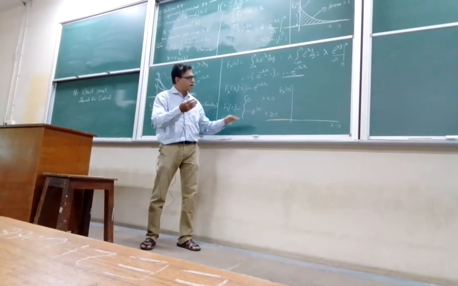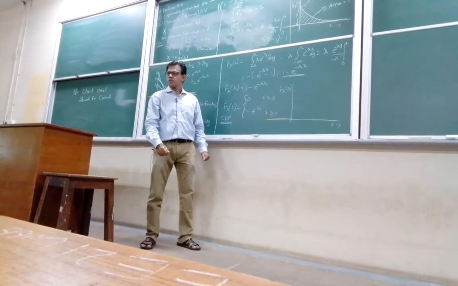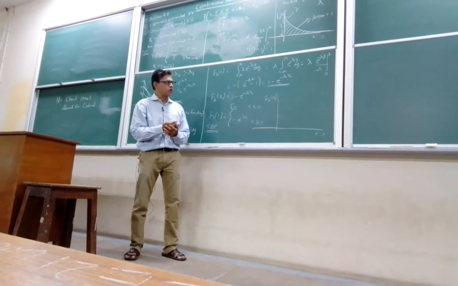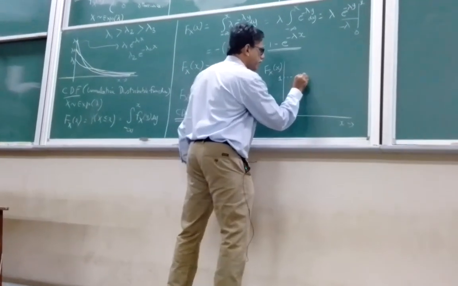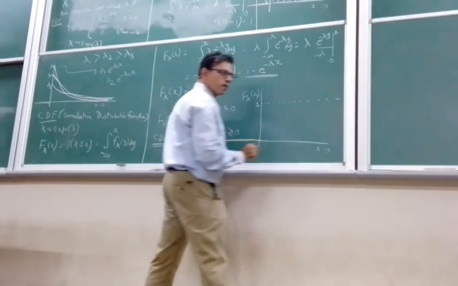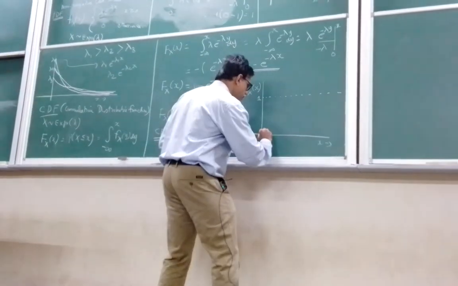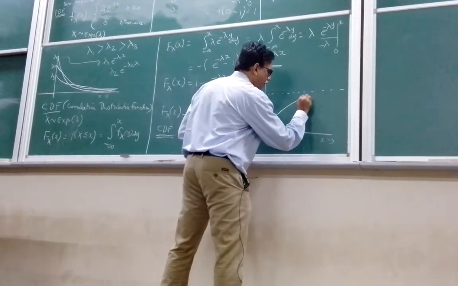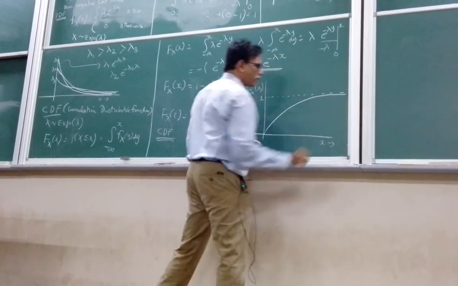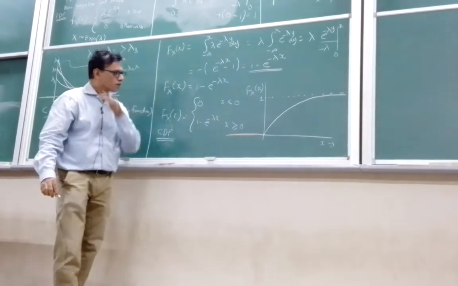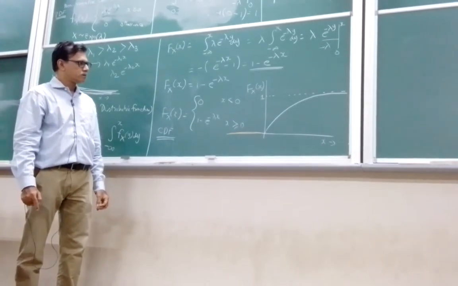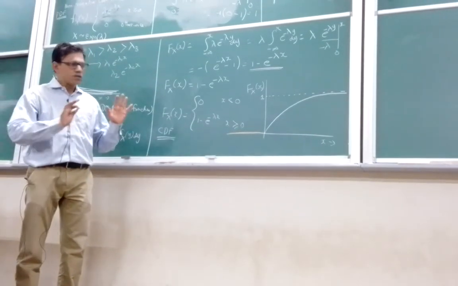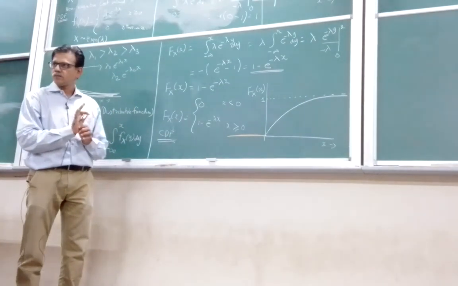Do it very slowly and asymptotically approach. That is the right word, asymptotically approach one. So if you put 1 here, this function will start rising like this and approach it. Okay, so this is the nature of the CDF.